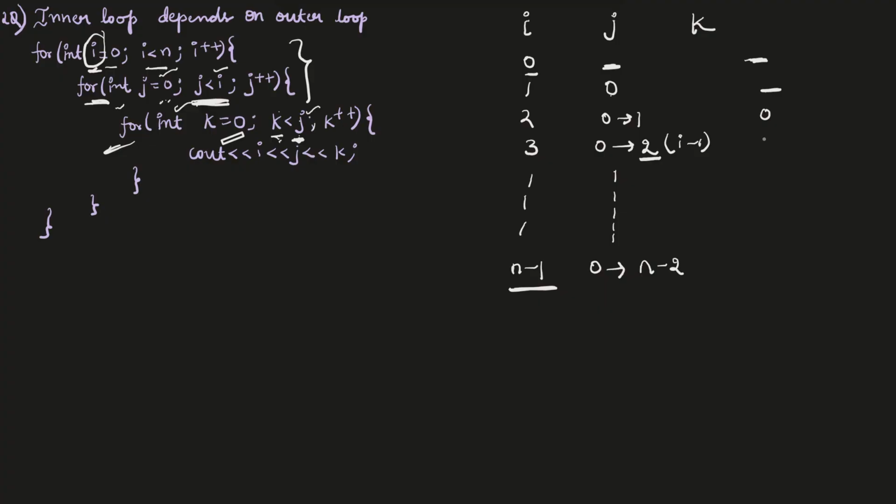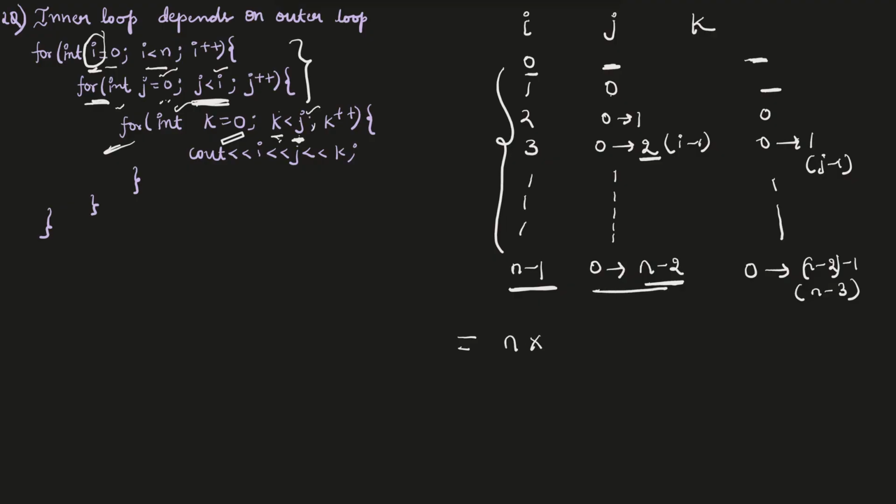The next time it would run from 0 to 1. So this is like j minus 1. In the same way, at the end it would become 0 to, what is the value of j over here? N minus 2. So n minus 2 minus 1, because it is j minus 1. So it is n minus 3. So multiplying all these three terms, this i runs n times.